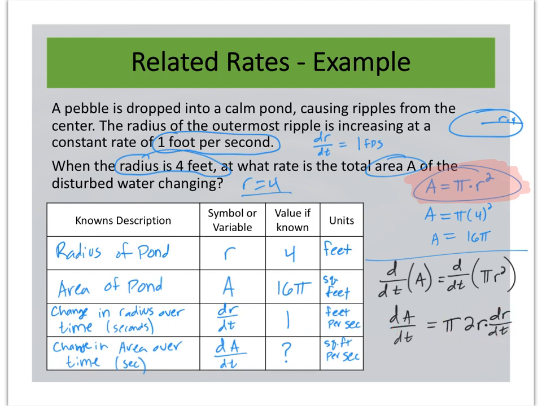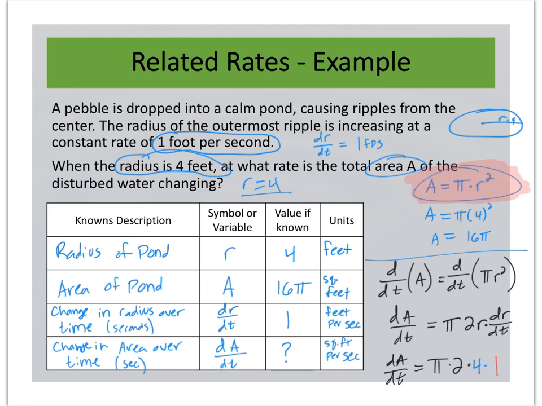And all it is at this point, I know what r is, 4. I know what dr dt is, 1. I didn't seem to need this information, but I could have potentially needed it at some point in time. So what is dA dt? dA dt is pi times 2 times the r from the table times the dr dt, which is just 1 in this particular case because it came from our table right here.